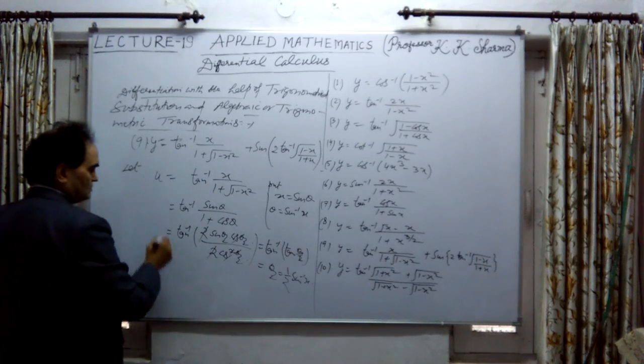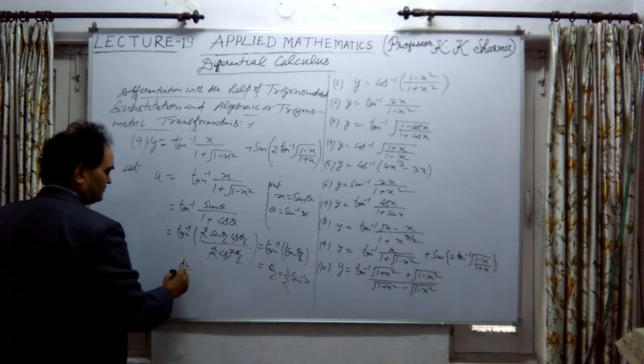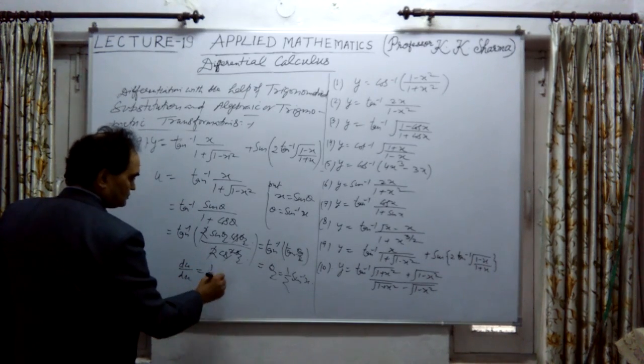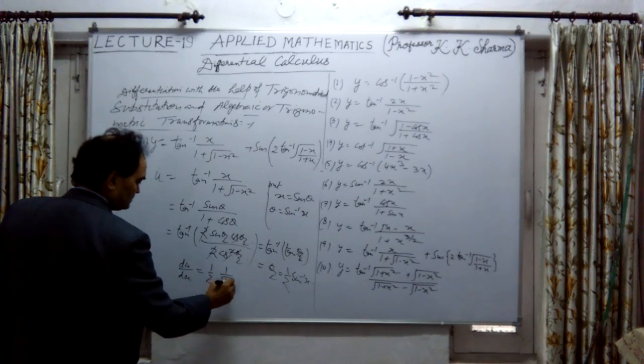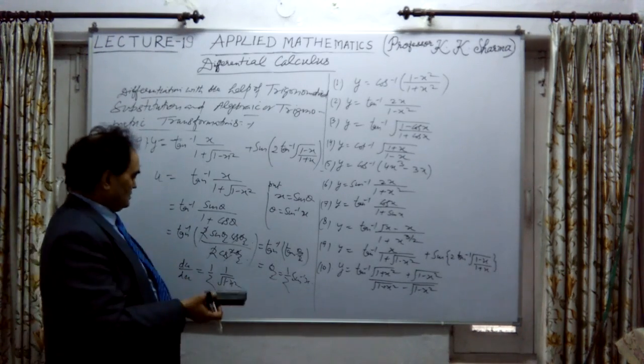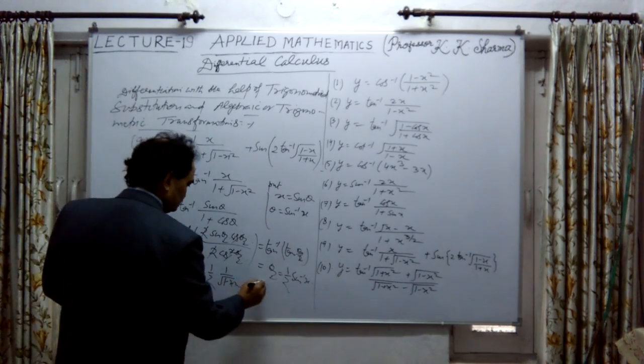Okay, so now getting du by dx, differentiating with respect to x, we get the differential of sin inverse x, which is 1 upon under root 1 minus x square. Okay, this is the differentiation of the first part, the first question.